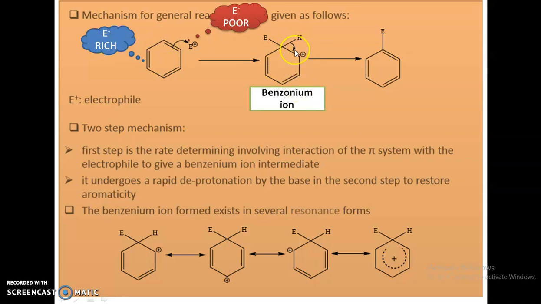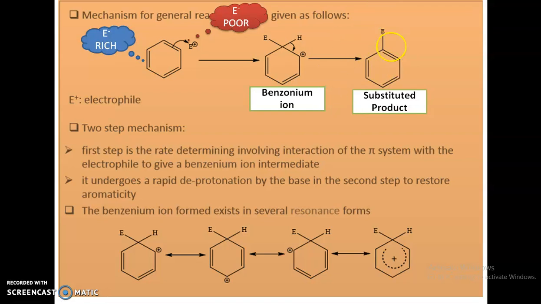Again, the second point, due to its ability to regain its aromaticity, these two electrons come in, regain the aromaticity of the structure, and I have a substituted product. The H plus left goes to any base present in the solution and is abstracted. So the first step is the rate determining step, a very slow step of formation of the benzonium ion, whereas the last step of deprotonation, that is abstraction of a proton by a base and restoring aromaticity, is a very fast step to give me a substituted product.